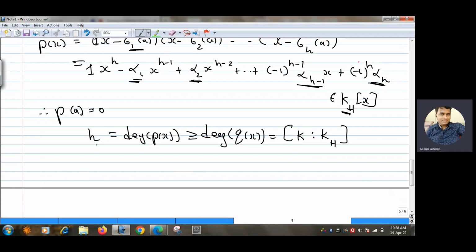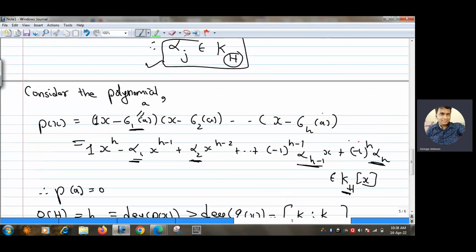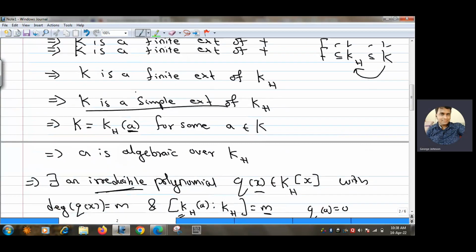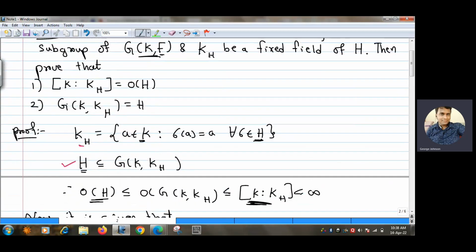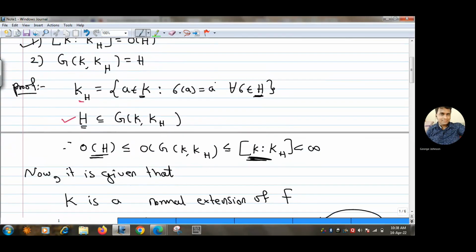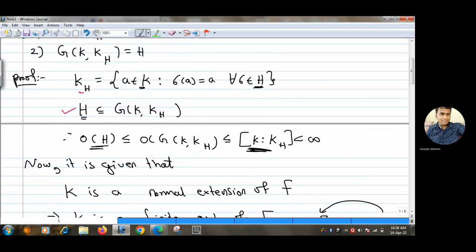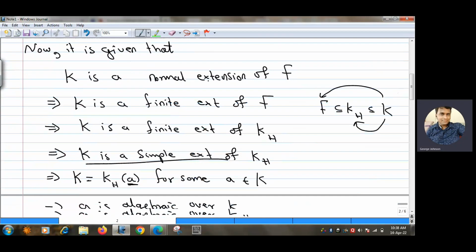Okay. So what I have proved is that h is nothing but the order of capital H, right? So the order of H is larger than or equal to the dimension of K over KH. Here we have already proved that the order of H is less than or equal to the dimension of K over KH. And now we have proved that the order of H is larger than or equal to the dimension of K over KH. And so the order of H and the dimension of K over KH are the same. Okay, so the first part is done.